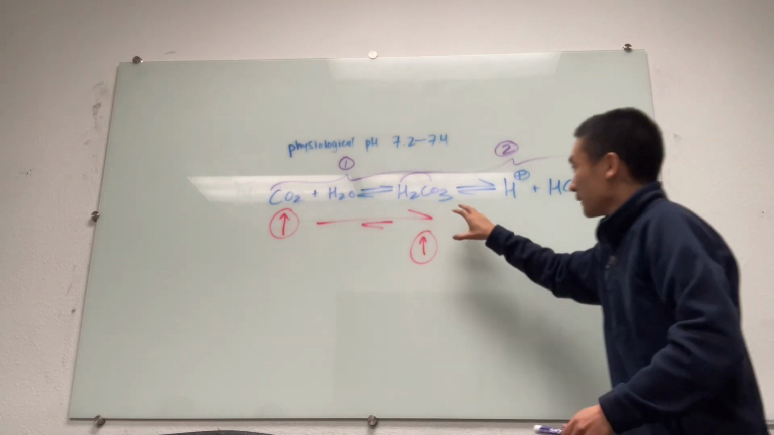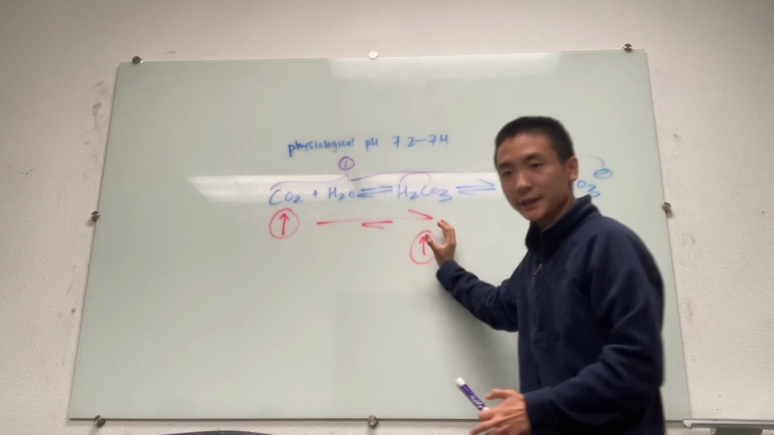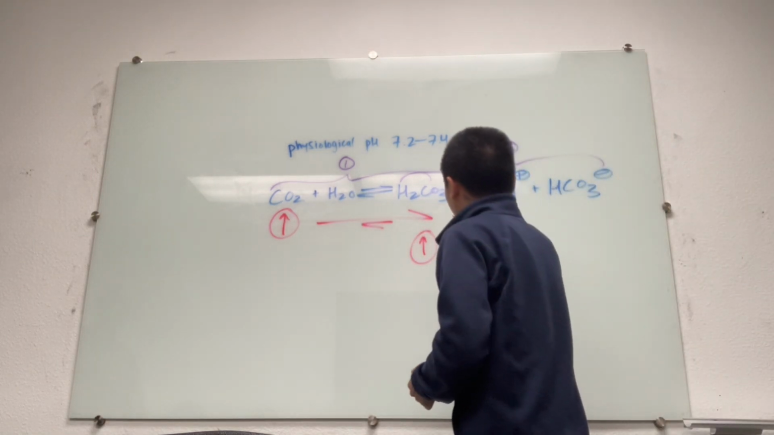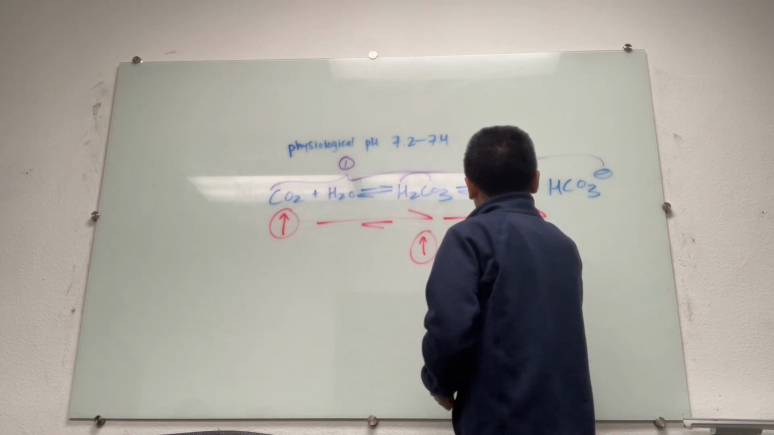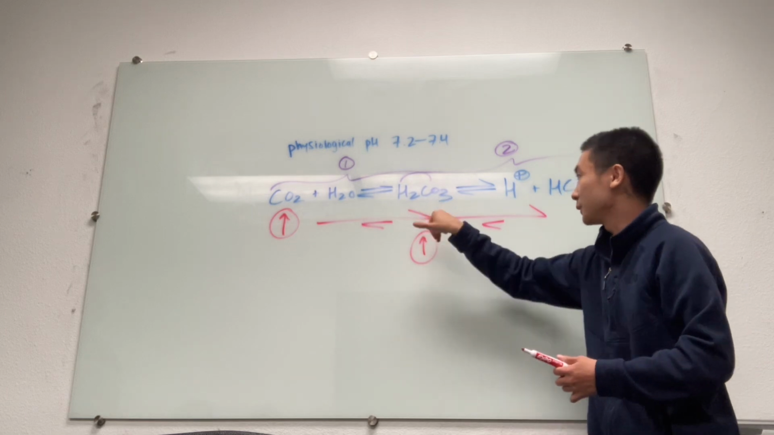So as this carbonic acid is being increased right here, we do the same Le Chatelier's principle. We're going to shift the reaction more towards the product, right? In order to maintain homeostasis. If we are increasing the reactant, we're going to make more product.